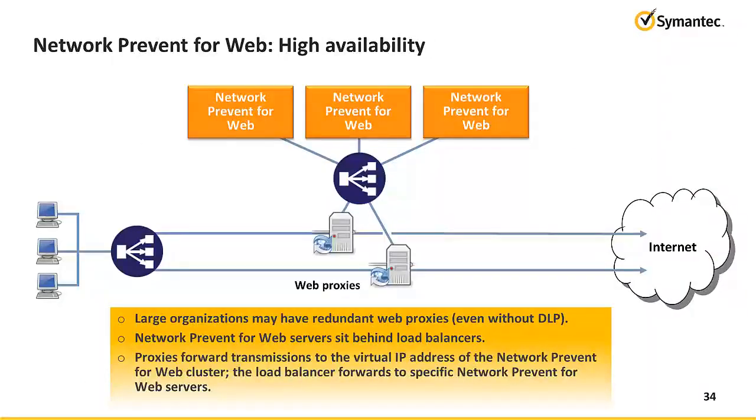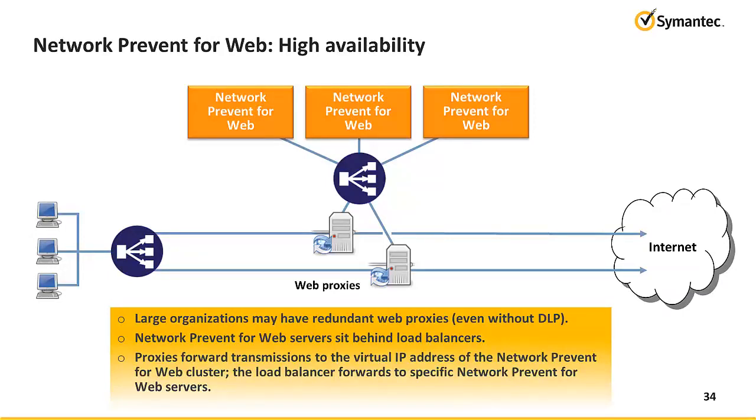Like Network Prevent for email, Network Prevent for web is inline in your communications architecture, which makes high availability architecture important for this product as well. Remember that a Network Prevent for web server acts as an ICAP server receiving requests from a supported web proxy, which acts as an ICAP client in this case. This figure shows an example HA architecture in which outbound web traffic is distributed between 2 web proxies, which then forward web transmissions to a cluster of Network Prevent for web servers sitting behind a load balancer.